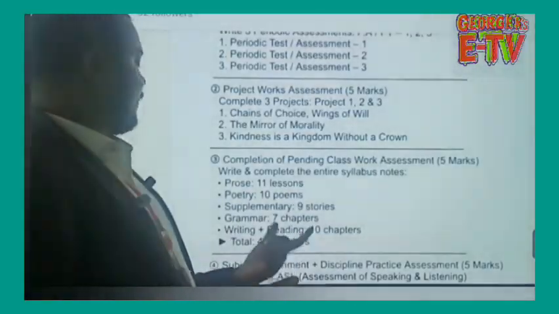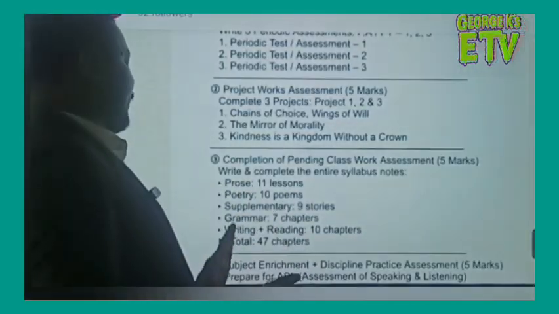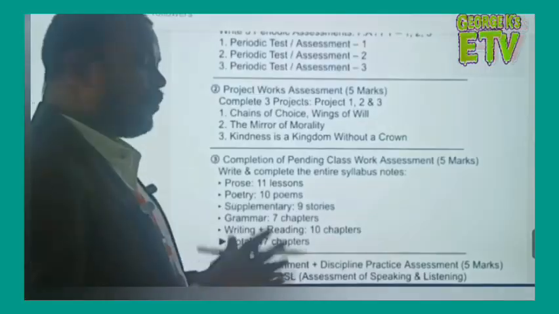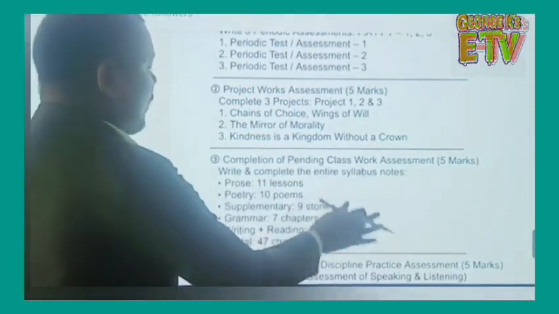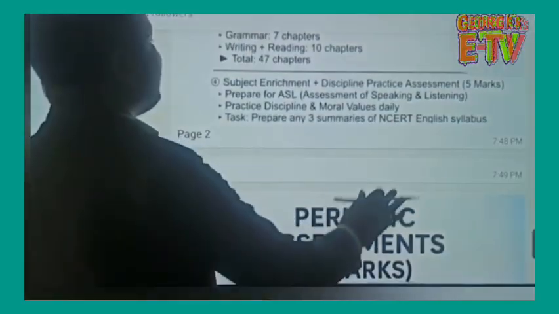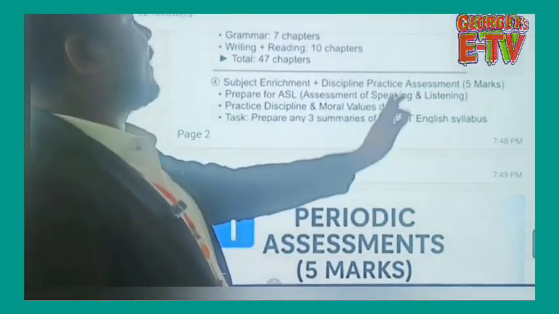Okay, prose 11 lessons, poetry 10 poems, and supplementary 9 stories. Come to grammar 7. And all these you have to complete and maintain on this page. Total 47. Fine. After this, subject enrichment and discipline practice assessment.